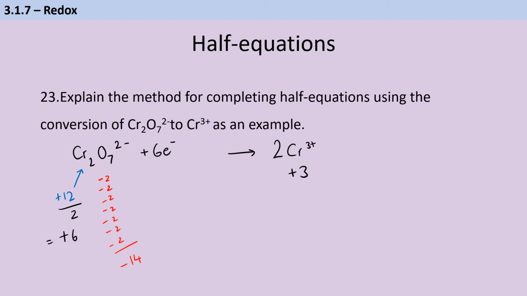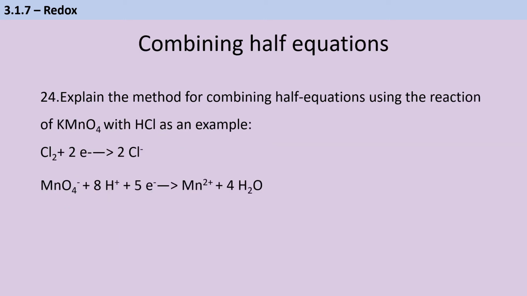Then I need to look at the oxygen. So on the left hand side I've got 7 oxygen atoms, and the only way that I can add oxygen is by adding water. So I'm going to need to add 7 water molecules on the right hand side. And then finally I need to add hydrogen ions in order to balance that out. So I have 2 hydrogens per water molecule, 7 molecules in total, so that's 14 hydrogen ions. And that's my completed half equation.